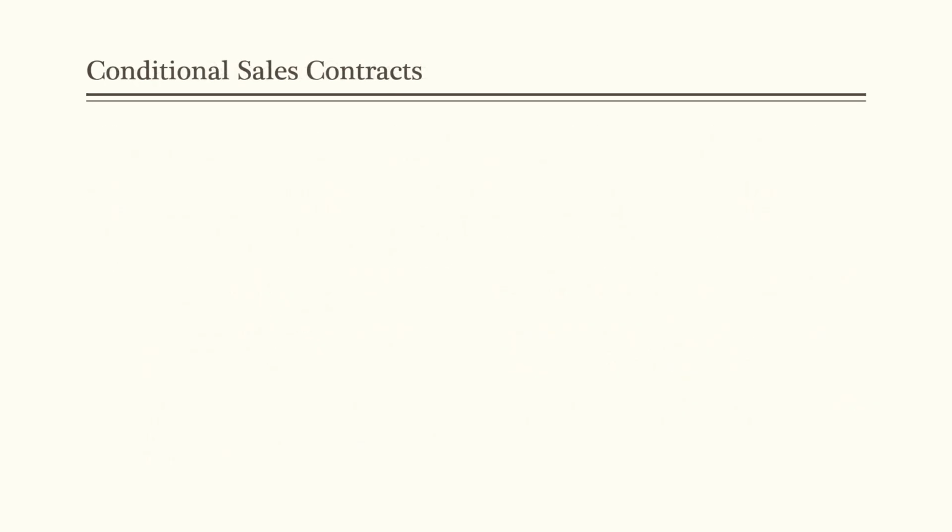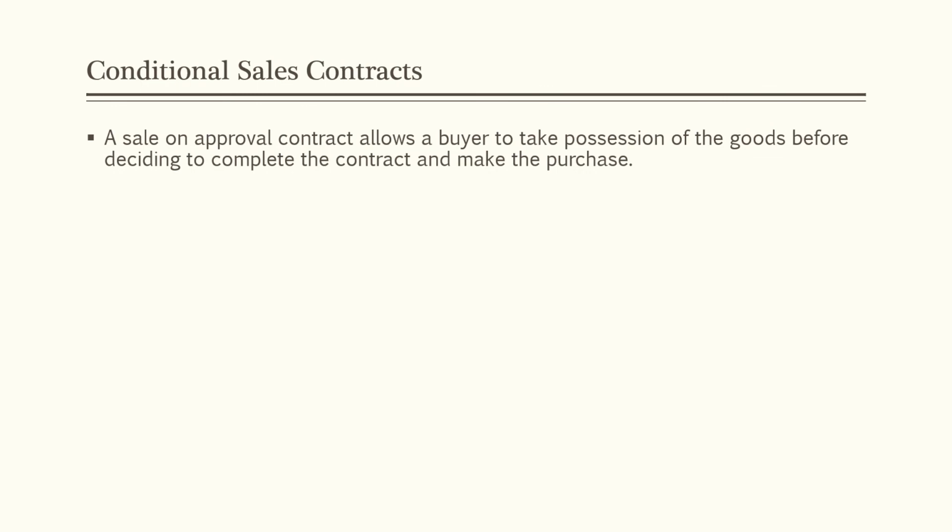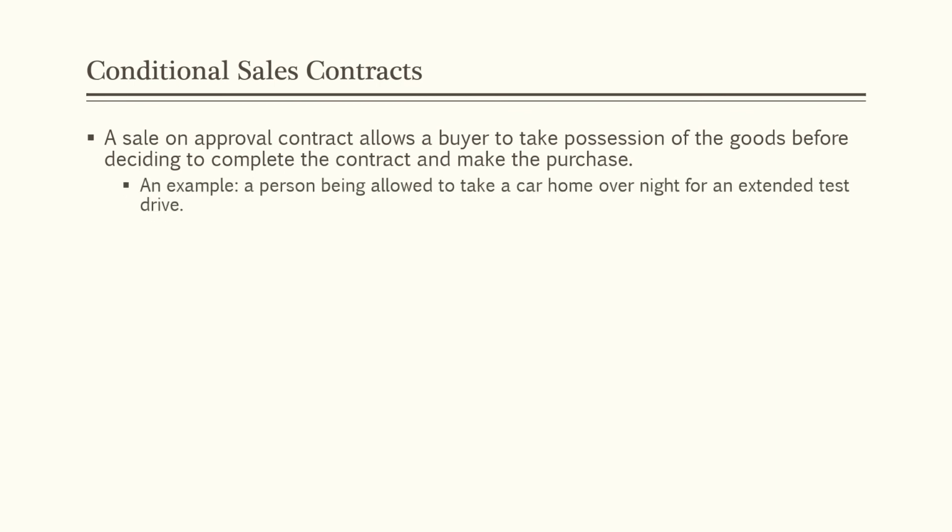The last type of sales contracts under the UCC are known as conditional sales contracts. There are two types of conditional sales contracts: sales on approval and sale or return contracts. A sale on approval contract allows a buyer to take possession of the goods before deciding to complete the contract and make the purchase. An example would be a person being allowed to take a car home overnight for an extended test drive. You get to decide whether or not you like the car for a longer period of time than just the 20 minutes of the usual test drive. That's taking the car on approval.